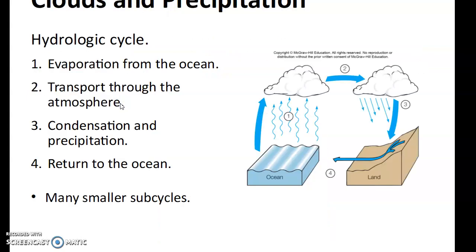Clouds and precipitation. First of all, we have the hydrologic cycle. This essentially means you get evaporation from the ocean, transports it up into the atmosphere, condensation occurs, and then precipitation happens. Then it comes off the land through rivers, streams, whatever, and goes back to the ocean. There's many smaller subcycles on this. The reason why they talk about it from the ocean rather than the individual lakes that you have or your cattle ponds is because oceans, of course, cover such a large portion of the planet.